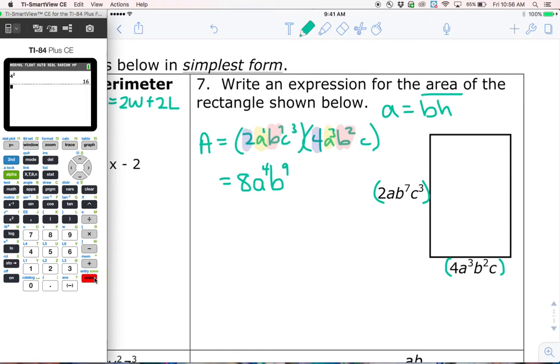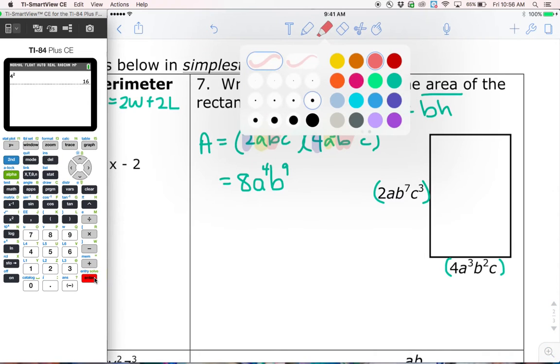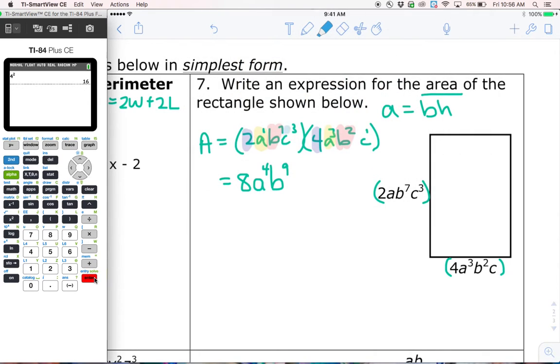Okay, last but not least, I'm going to put a 1 on my c over here. We're multiplying my c's, and I'm going to get c to the power of 3 times c to the power of 1. My answer there will be c to the power of 4. Okay, and this is your perimeter for that rectangle. Sorry, area. Sorry. That's your area for that rectangle.